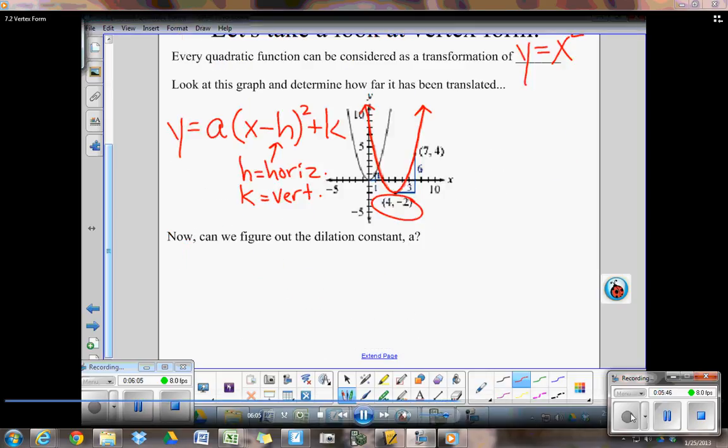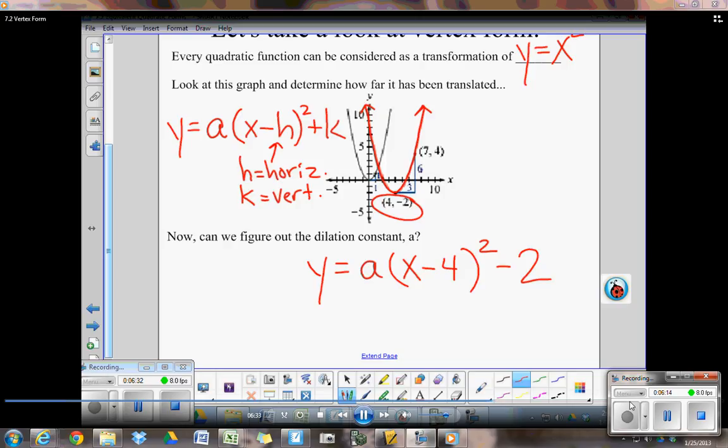So in this parabola, since it is shifted right 4 and down 2, we can say that the equation will be a times x minus 4 squared minus 2. The minus 4 is for right 4, and the minus 2 is for down 2. This will be the first time we talk about a, the dilation constant, in this unit.